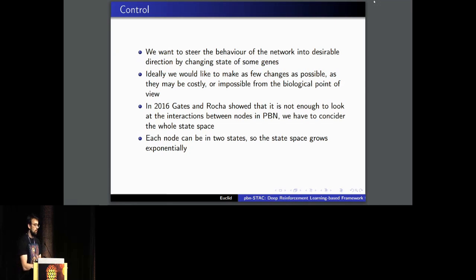And when controlling the network, we want to perform perturbations, and we want to perform as few as possible, because they may be hard to perform, they are costly, so we want to minimize the amount. And to do that, we have to look at the whole dynamics of the STG, and not only the relational graph. So the state space grows exponentially.